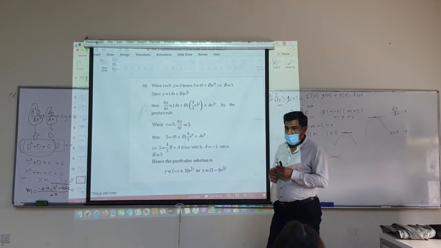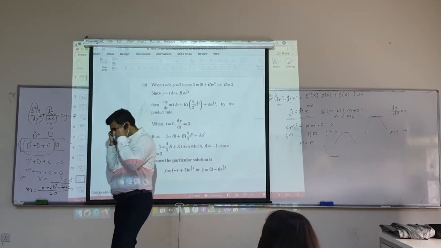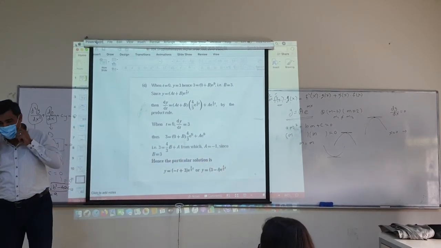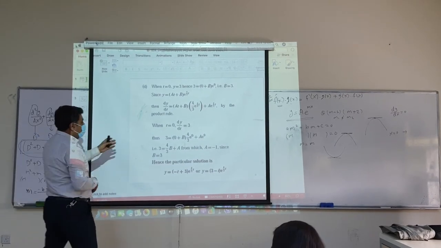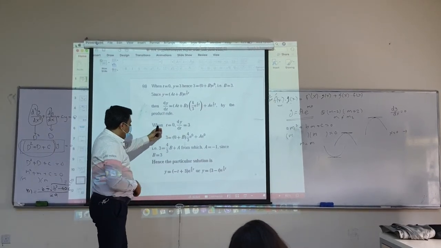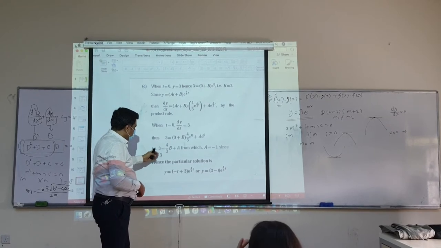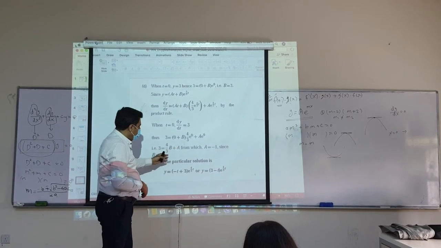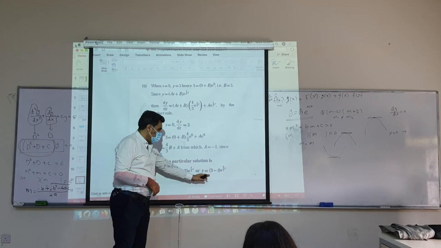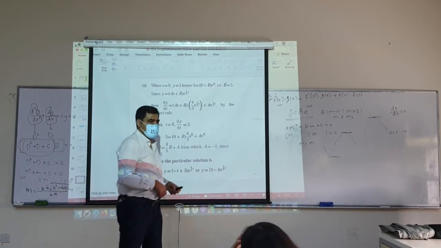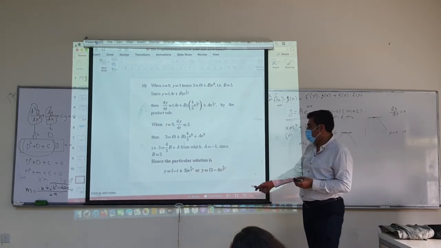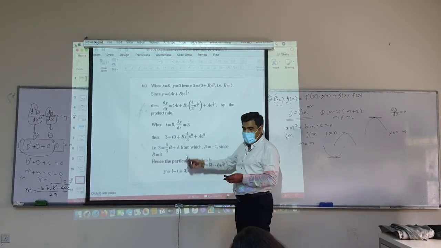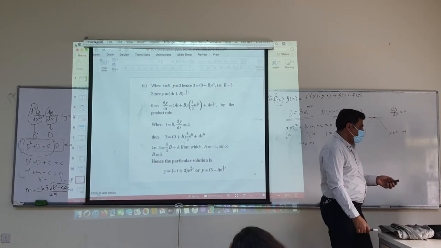So you have to apply the same rules of derivative. It will not change. Then you get that one, you will substitute, then you can get the value of A also, and accordingly you can rewrite the equation as a particular solution.